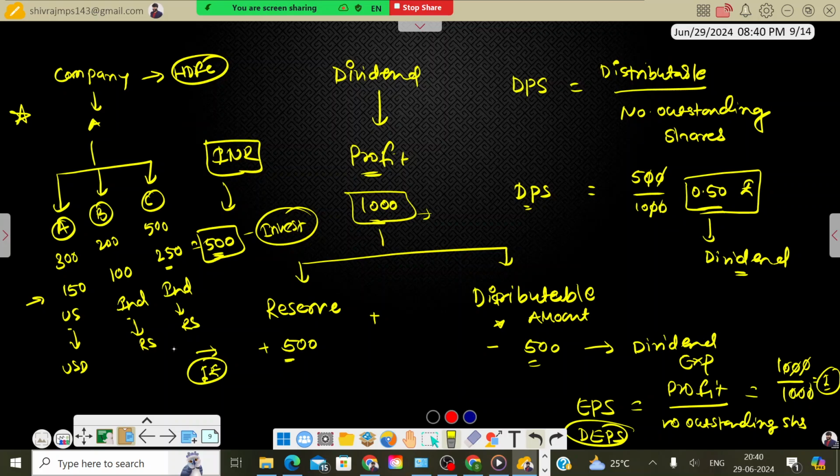The company decided to distribute this dividend in two forms: one in stocks, and the second in cash. Let's say any investor, as per this 0.5 rupees calculation, if I just take this calculation on the next page, let me see if I calculate.